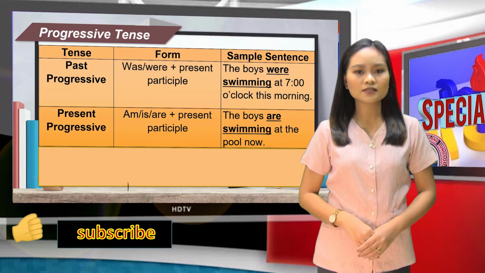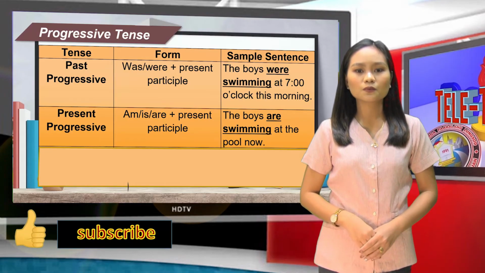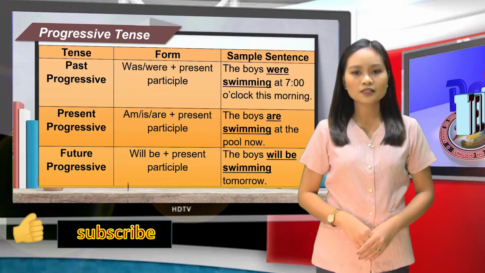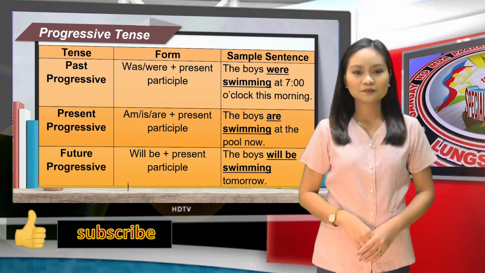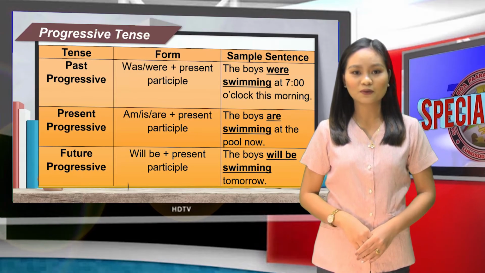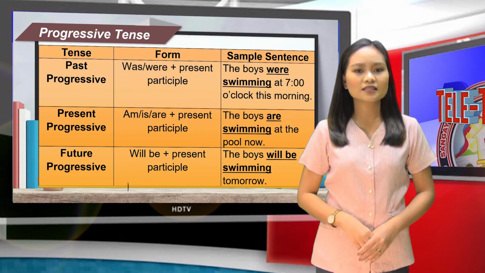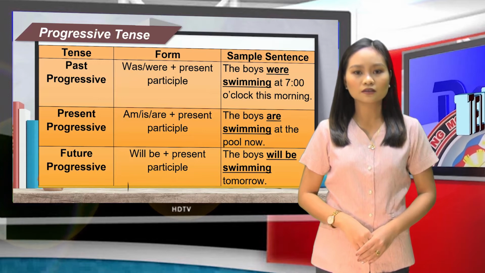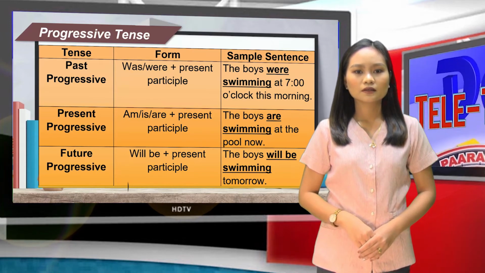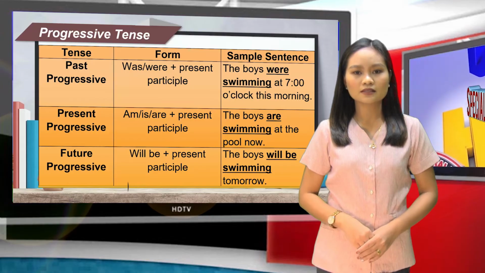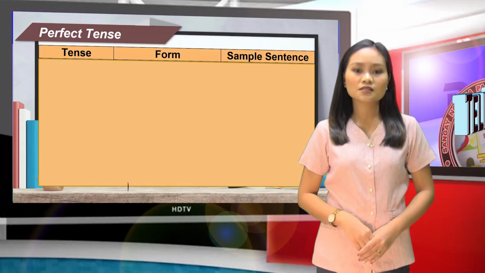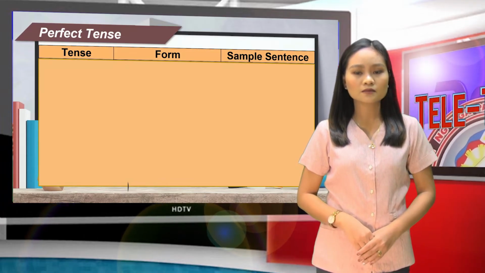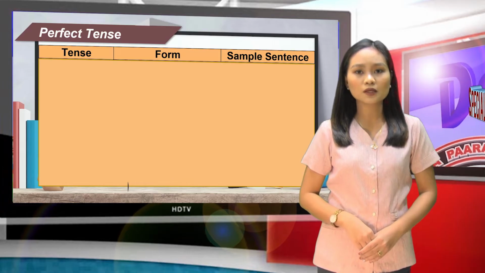For future progressive tense, we use the words will be plus present participle of the verb. For example, the boys will be swimming tomorrow. The action indicates a future event that will be ongoing. The third one is the perfect tense of verb. It is the verb used to express a completed action. It also describes events occurring in the past but linked to a later time, usually the present.